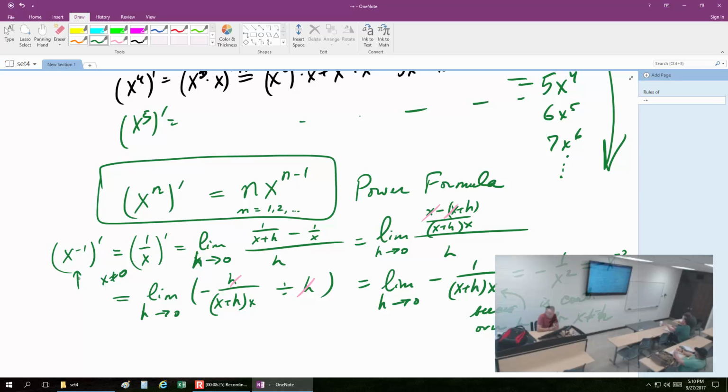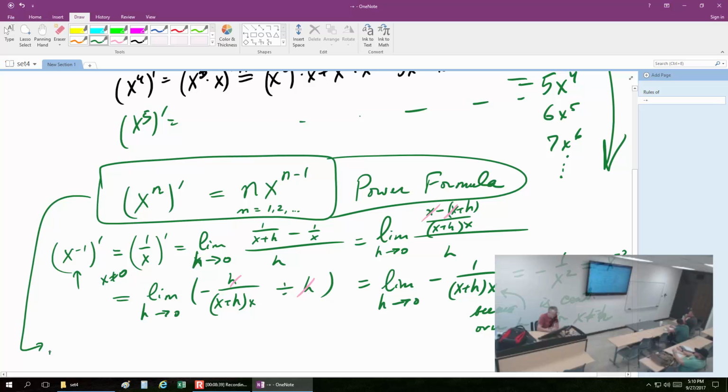And then we realize that this is a power function again, but with a negative power, and it fits into the pattern of the power formula. If I take my power formula and plug in n equal negative 1, look at what happens. x to the negative 1, prime, is equal to negative 1 times x to the negative 1 minus 1, which is exactly negative x to the negative 2. Okay? So it is confirmed that it works.